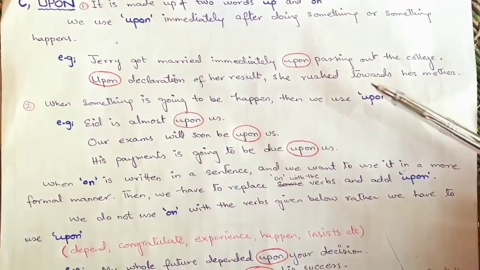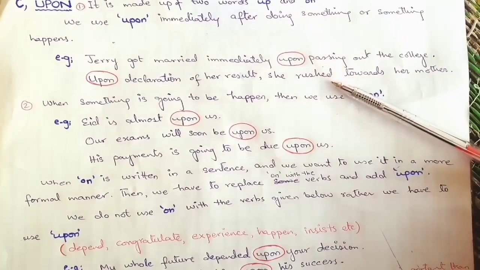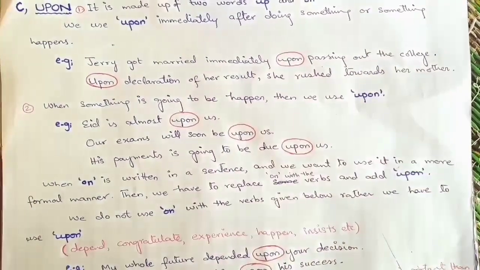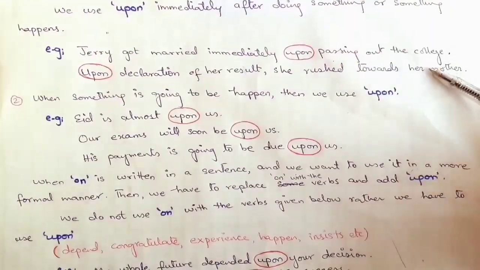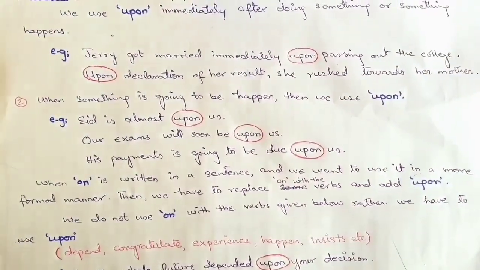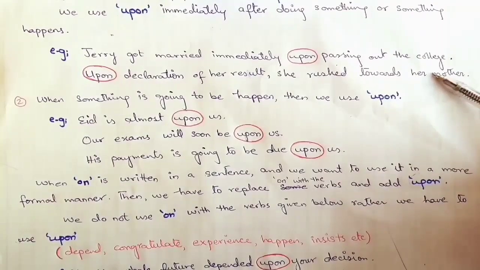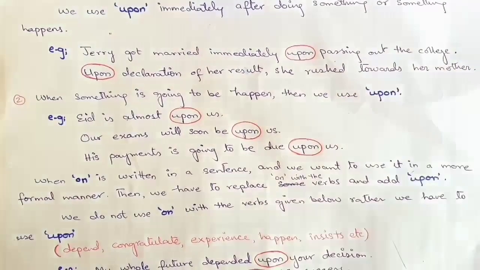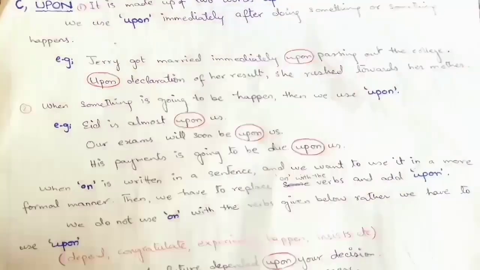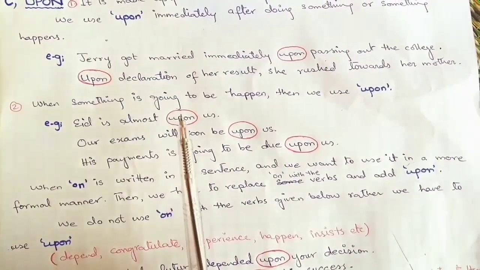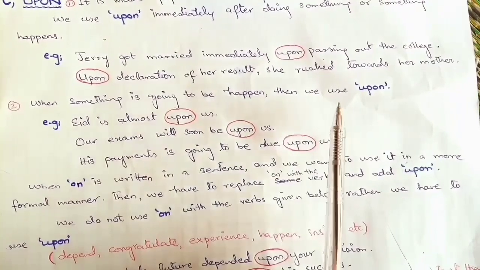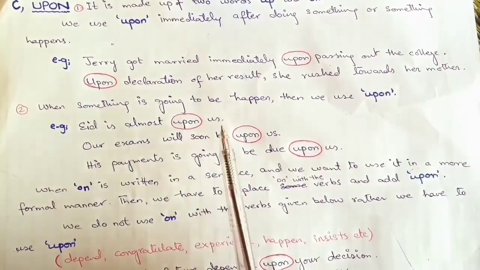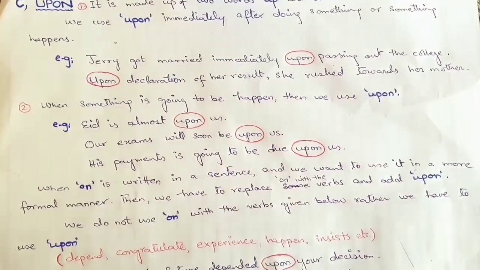Second sentence is, upon declaration of her result, she rushed towards her mother. What does this sentence mean? This means that she ran towards her mother immediately when her result was declared. The second usage of upon is when something is going to happen. Then we use upon. For instance, Eid is almost upon us.